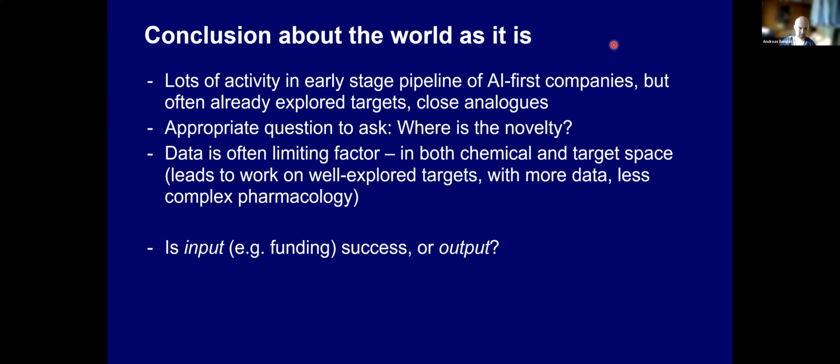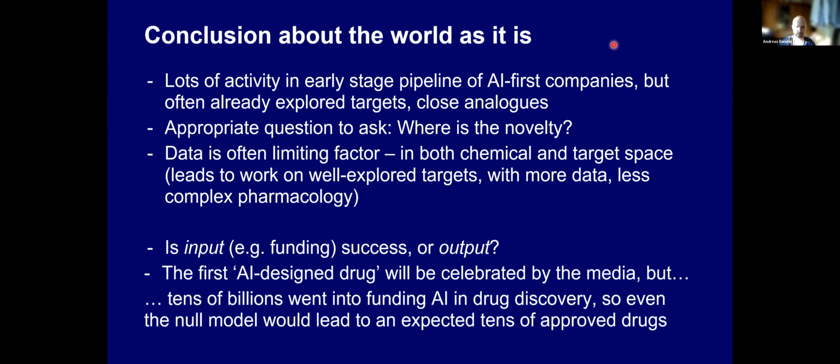Is input success, right? Lots of funding goes into the area, and there's lots of money going into the area, but there's little in the clinic or beyond, nothing that's approved right now. And of course, you need to translate, right? So how do you actually translate all of that input, data, effort, money, and so on into output? That's still outstanding, unfortunately. And compare what you expect always to a baseline null hypothesis, right?